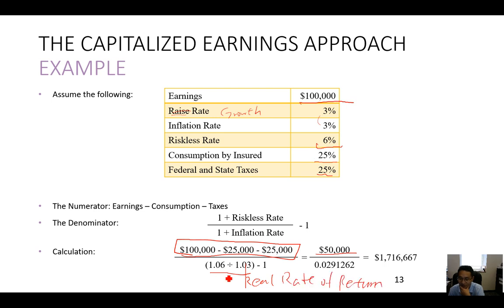This is the Fisher's equation right here. Okay, learn this from Finance 311. And then this basically can tell you how much, like $1.7 million for someone with $100,000. It's quite accurate.